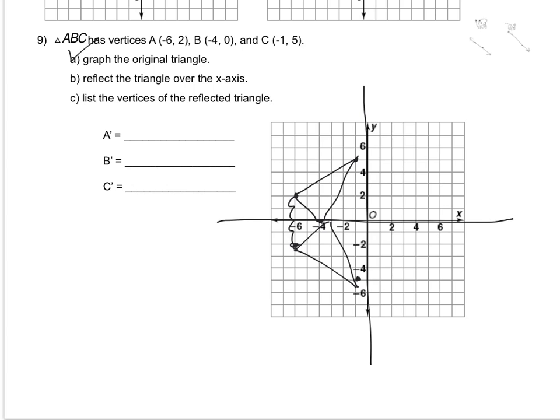So our new points, we reflected over the x-axis, should be A, which I should have labeled these when I graphed them. There's A, there's B, and there's C. So our B prime is the same exact point, which is (-4, 0). Our A prime is (-6, -2). And our C prime is (-1, -5).